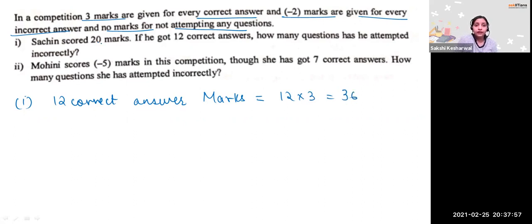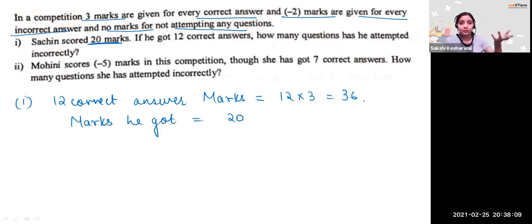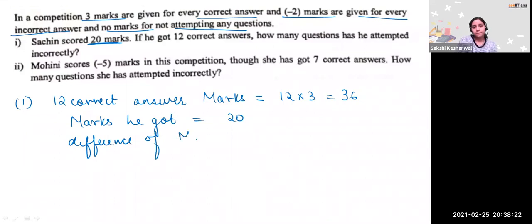Now he got 20 marks. Like marks he got is equal to 20. Where is the 16 marks gone? 16 marks gone in attempting the wrong questions, right? So first you see the difference of the marks will be how much, beta? 36 minus 20, which is equal to 16, right?